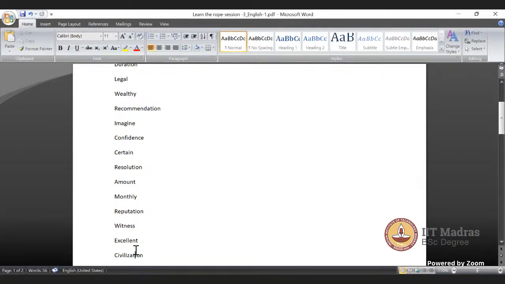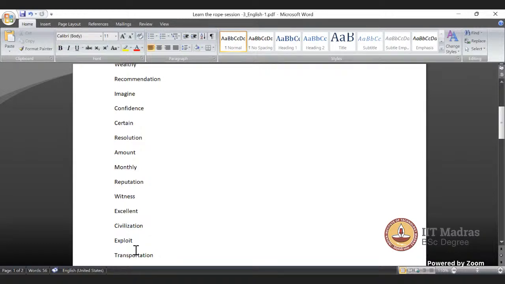Then excellent. Even excellent has the first syllable. Again, another suffix which will not cause any change. A neutral one. So on the first syllable, excel. Civilization. This is also easy. Civilization, penultimate. Yes, correct.